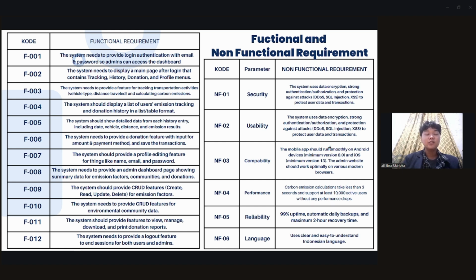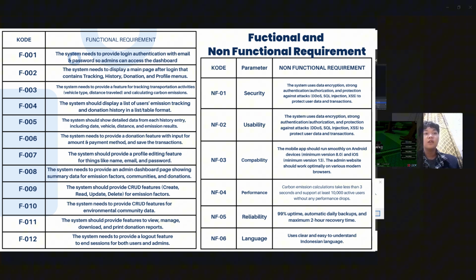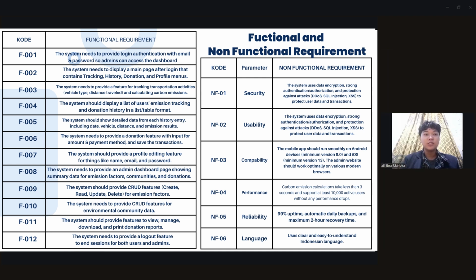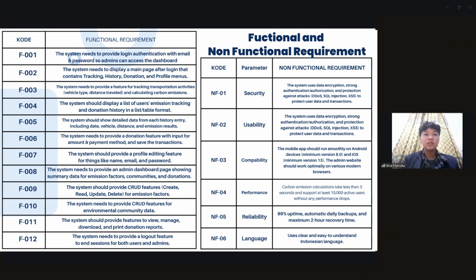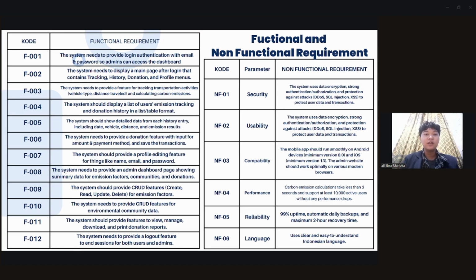Next is functional and non-functional requirement. F1, email and password login for admin. F2, main page with tracking, history, donation, and profile menu. F3, track transportation activity and calculate carbon emission. F4, display emission and donation history in list or table. F5, show detailed history, date, vehicle, distance, and emission.